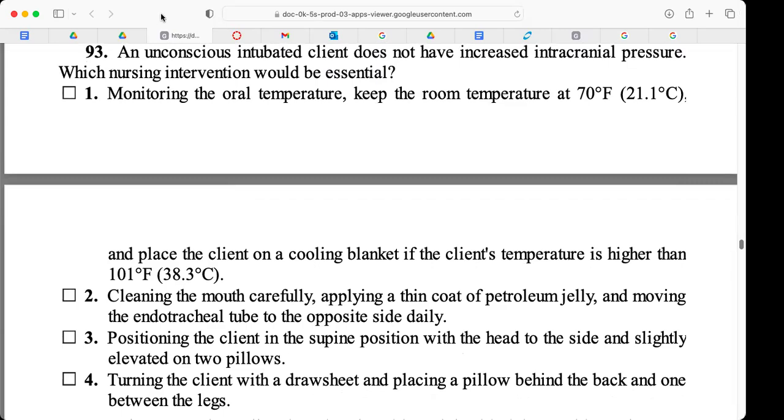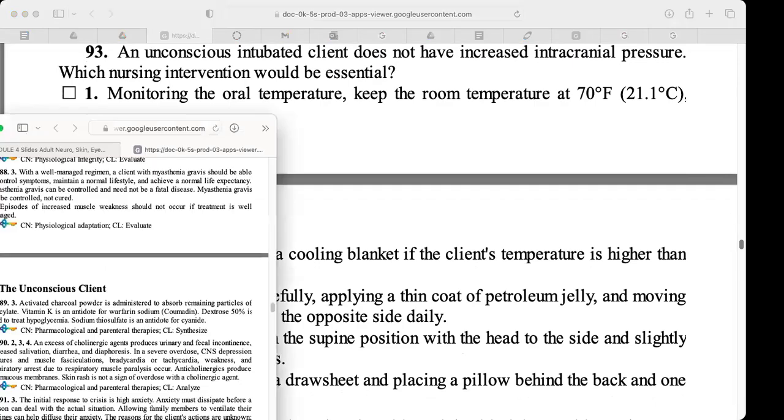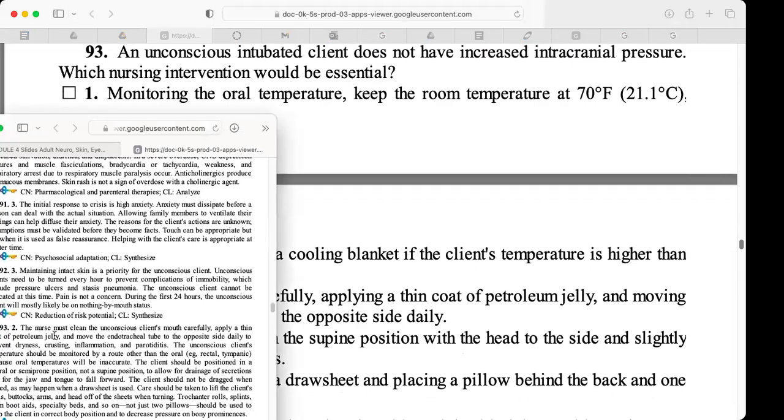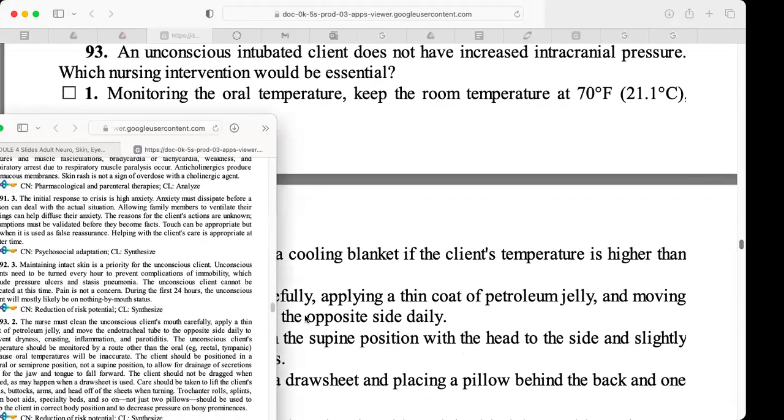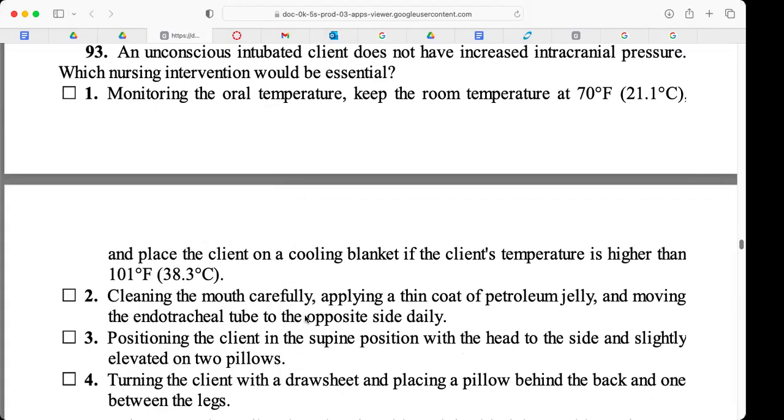Positioning, 3. I'll do number 4. No, turning the client with draw sheet. 3. 2. Do you want to put the unconscious patient supine? No.